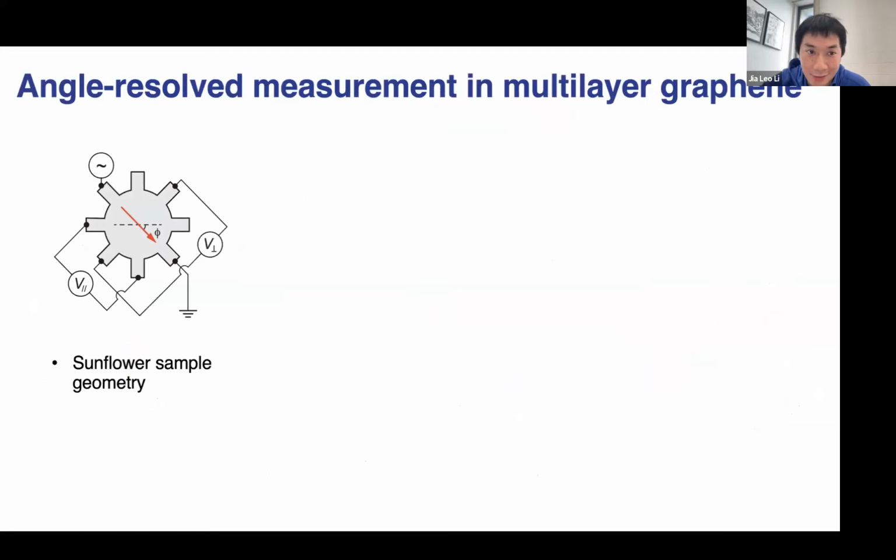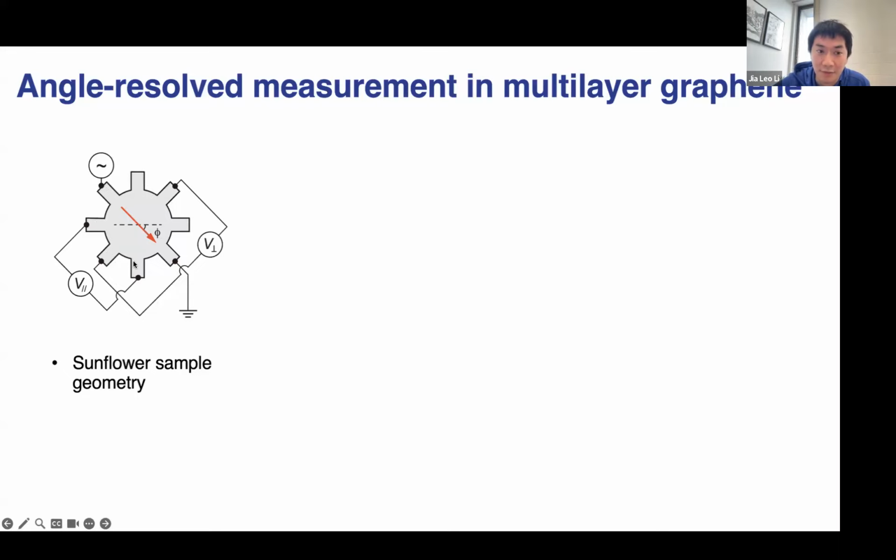So we do want to do angle resolved measurement in multilayer graphene. Of course, we don't have the real estate to build a Corbino beam sample, right? Corbino beam geometry has a characteristic length scale of 3 millimeter by 3 millimeter. And the sample we're dealing with has a length scale of 10 micron by 10 micron. So to work around this, we patterned the very small multilayer graphene crystal into a sunflower-shaped sample that has a circular channel and 8 contacts, 8 petals, right?